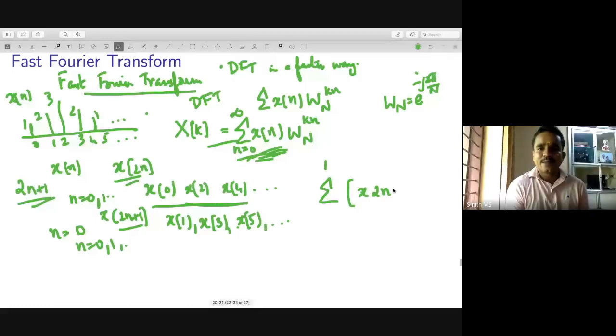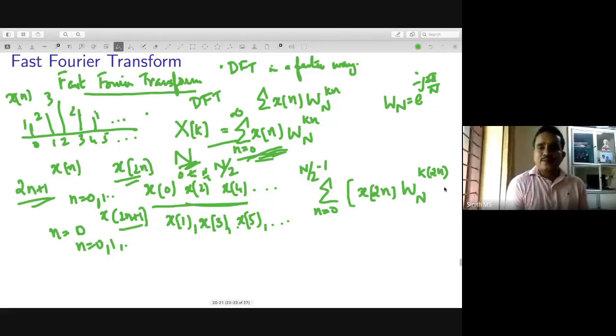x2n wn raised to k 2n. Now the length of the series, suppose it is capital N, then you need to take only till N by 2 to cover the entire even terms, and similarly in the odd terms also you need to take from 0 to N by 2 minus 1. So let us give n values from 0 to N by 2 minus 1, x2n wn raised to k2n. So this is the summation of even terms.